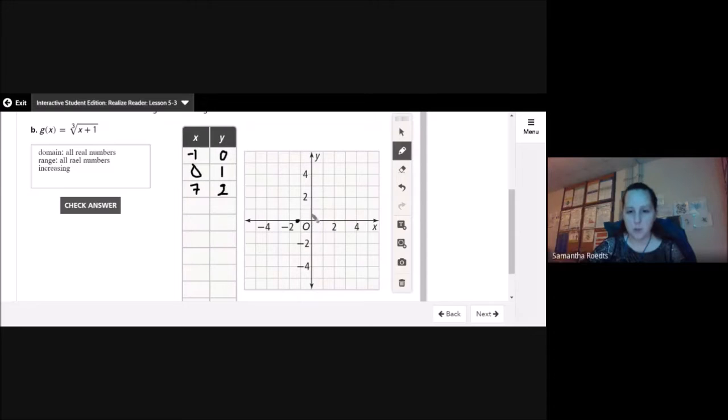At 0, it's 1. What about -2? Oh, -2 would work. So -2 plus 1 is -1. -1 cubed is -1. So -2, -1 right here. So it's going to look something like this.